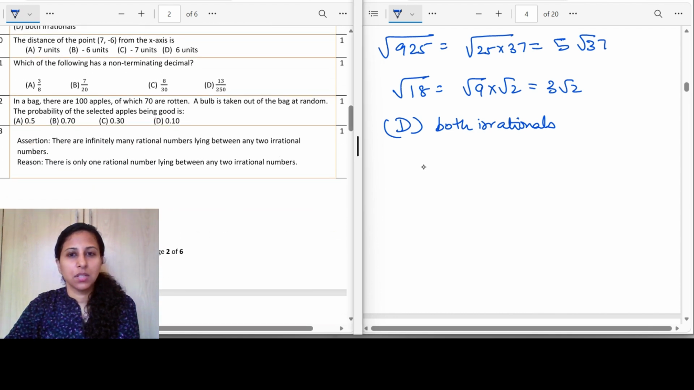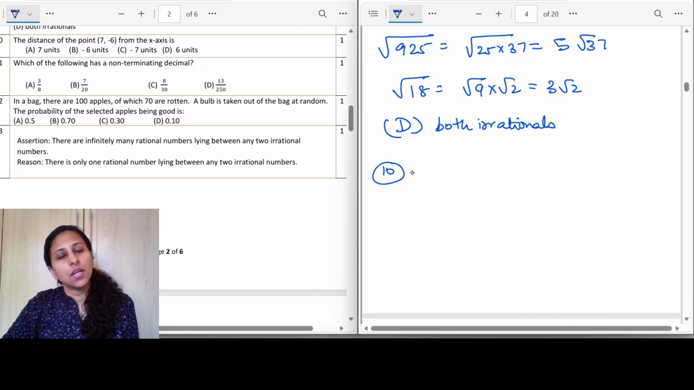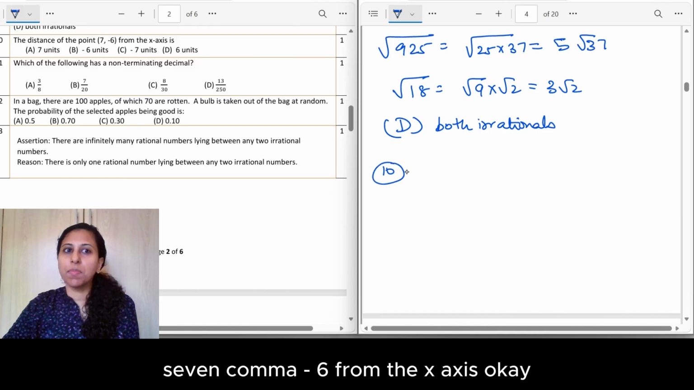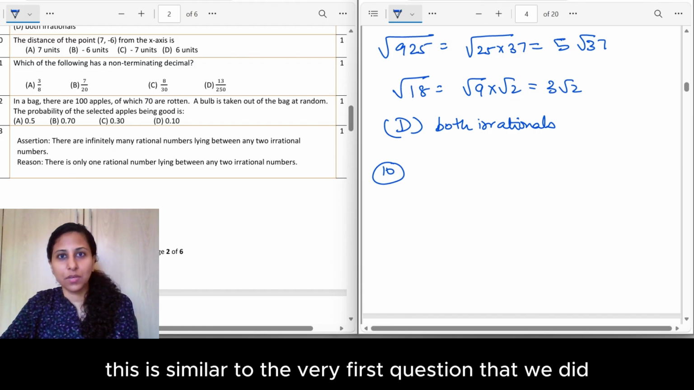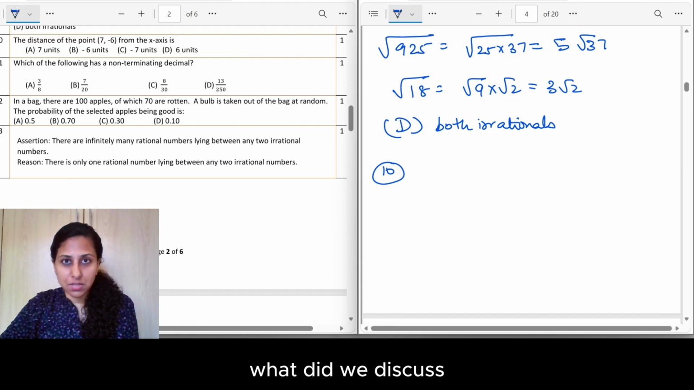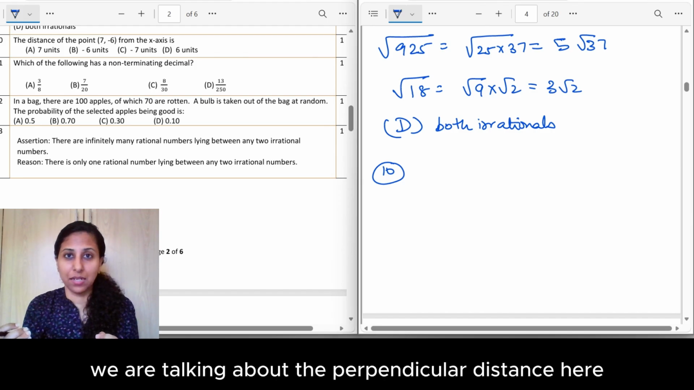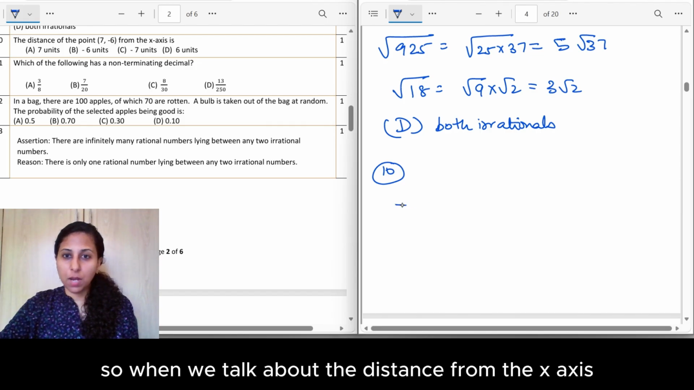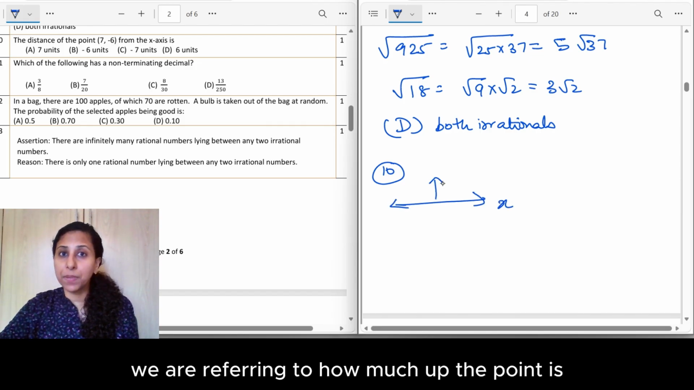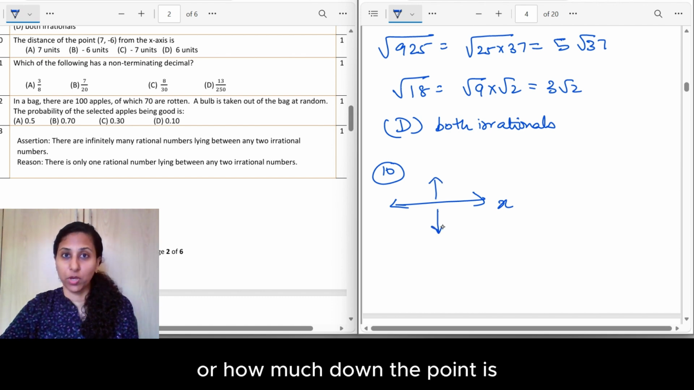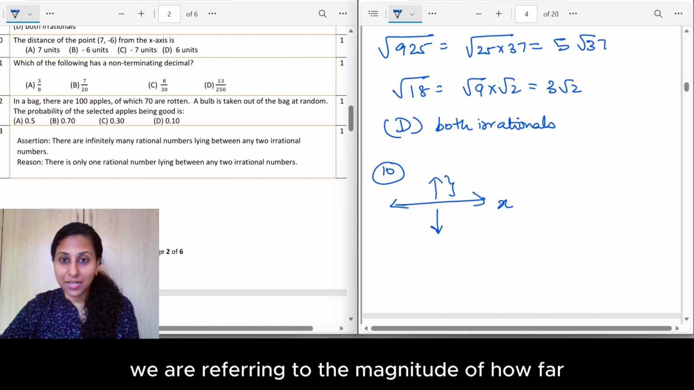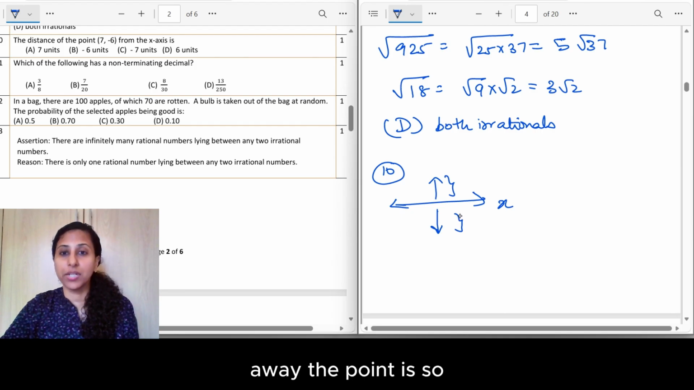10th one. The distance of the point 7 comma minus 6 from the x-axis. Okay, this is similar to the very first question that we did. What did we discuss about the distance of any point from the x-axis? We are talking about the perpendicular distance here. So when we talk about the distance from the x-axis, we are referring to how much up the point is or how much down the point is. We are referring to the magnitude of how far away the point is.